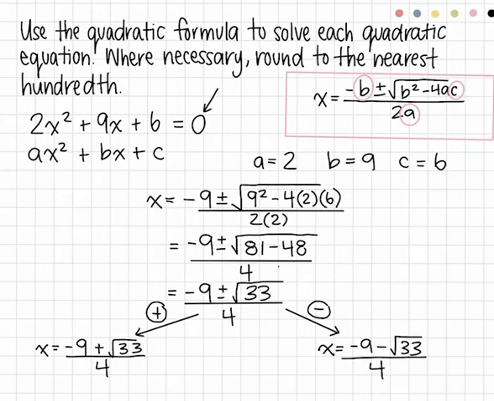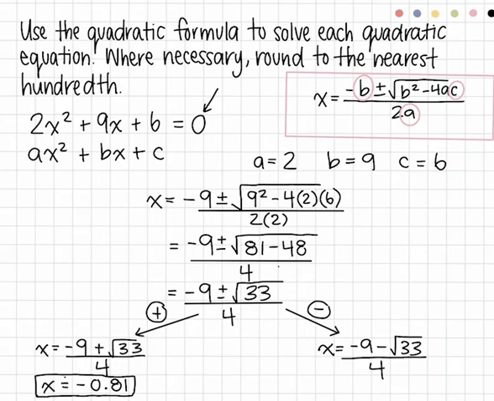So if you go ahead and calculate that, you're going to get x equals approximately negative 0.81. Remember, we have to round here.